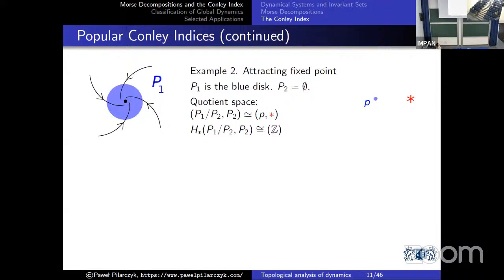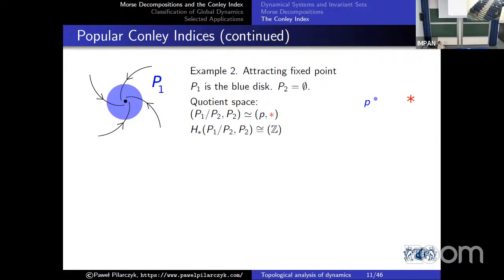Now, if there is an attracting fixed point, here I'm putting this for flows, then an isolating neighborhood could be this blue disk. There are no trajectories leaving this neighborhood in forward time, so the exit set is empty. This is a good index pair. And now we take the quotient space, we divide by the empty set, no division by 0. Okay, so instead of dividing by 0, we add an artificial extra point to the space, which is denoted by the asterisk, and we take this asterisk as this extra point to which the exit set that did not exist was squeezed. So the relative homology of the space is Z. We have just one connected component, no loop.